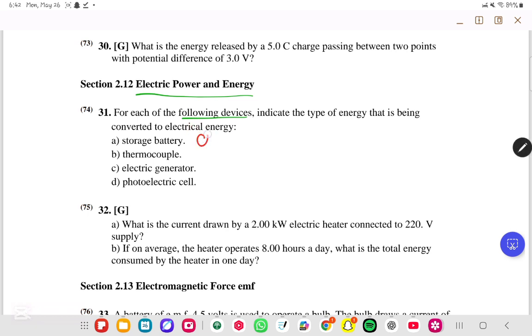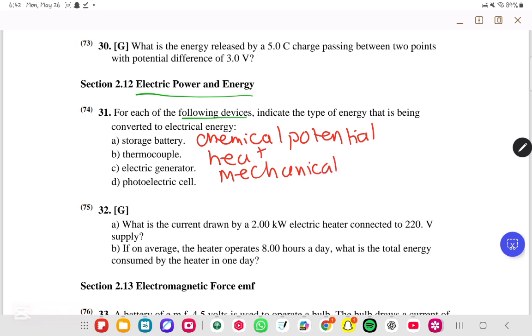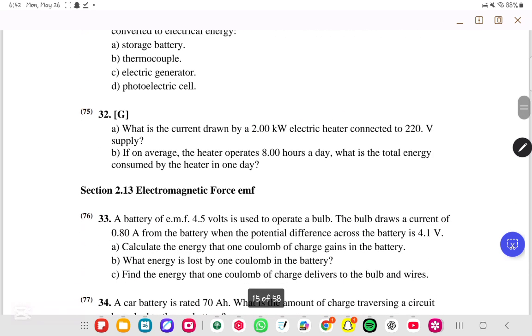A battery stores energy in the form of chemical potential energy. Okay, I'm not gonna write energy, just chemical potential. A thermocouple is from heat energy. An electric generator is from what? From mechanical energy. A photoelectric cell, it's from what? It is from light energy. So very simply, you have to know these based on their names.